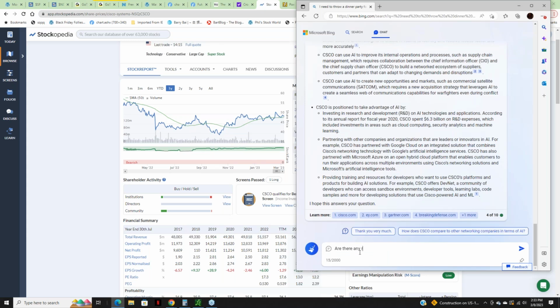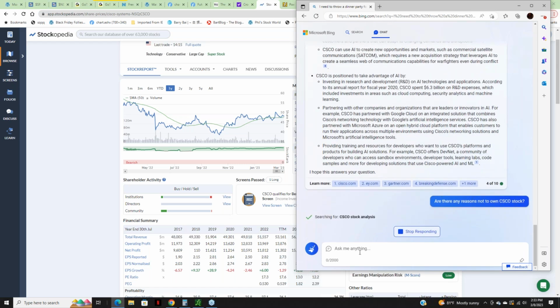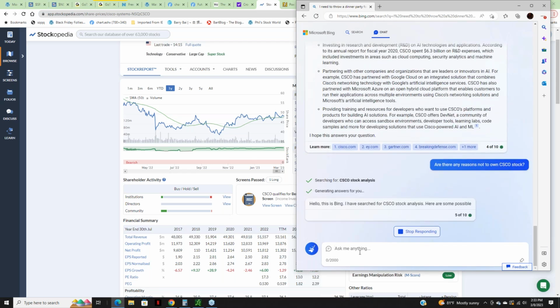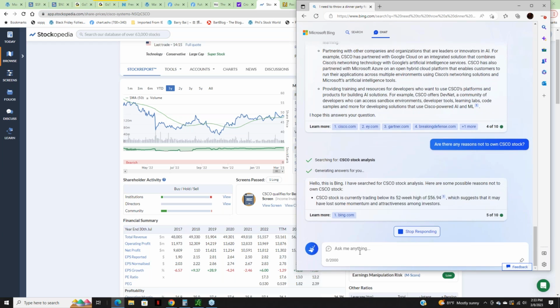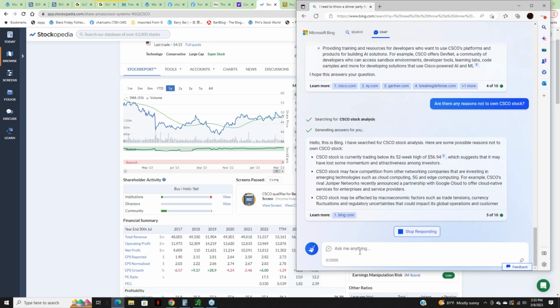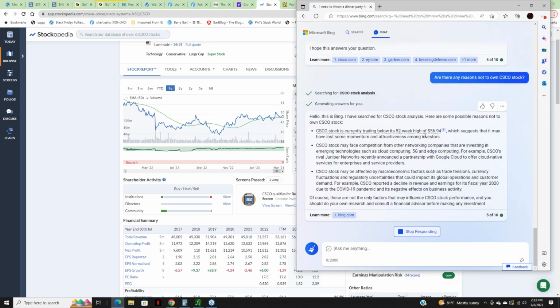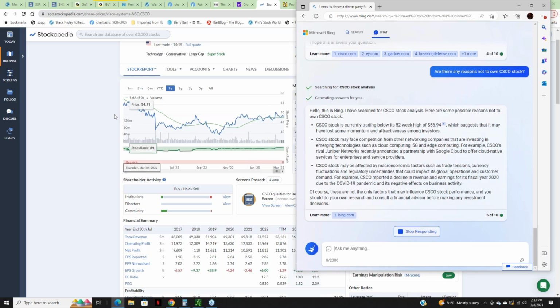Are there any reasons not to own Cisco stock? Am I missing something, right? That's where this is useful. It could all be bullshit, but at least it's going to tell me what I should look up. Okay. I'm not going to not buy it just because it's cheap. That doesn't make any sense.